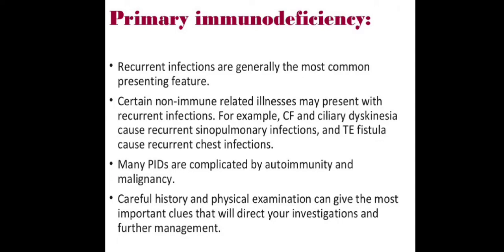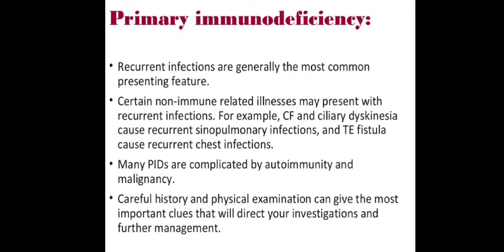So today we will see only about primary immune deficiency. The most common presenting symptom or feature is recurrent infections. As I said previously, non-immune related diseases like cystic fibrosis, celiac disease, and tracheoesophageal fistula can even present with recurrent infections. So we have to rule out those things before investigating primary immune deficiency.